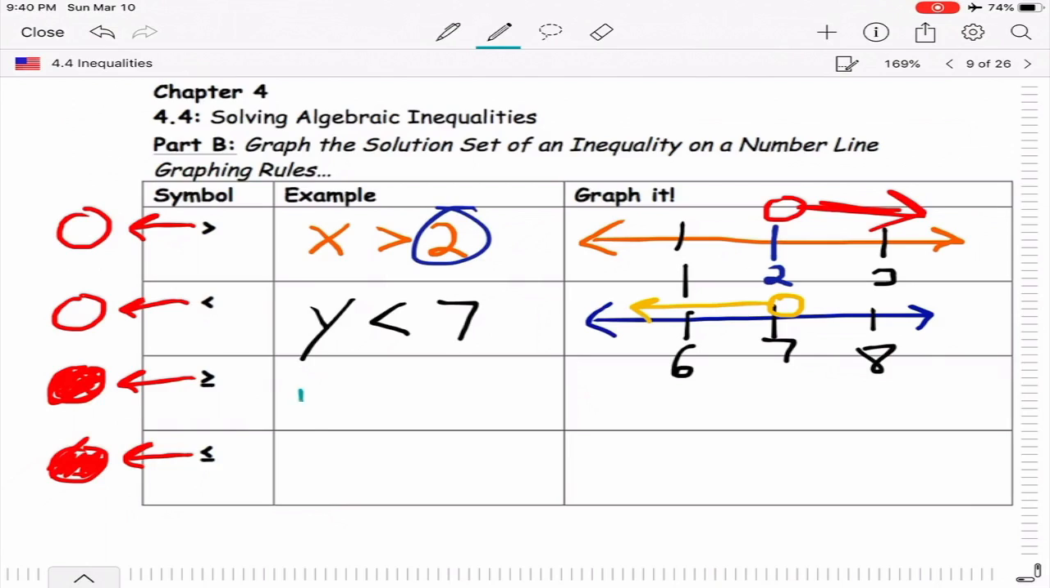Okay, let's go with w is greater than or equal to 2. Very similar to up here, and I did that on purpose. We're going to draw our number line.